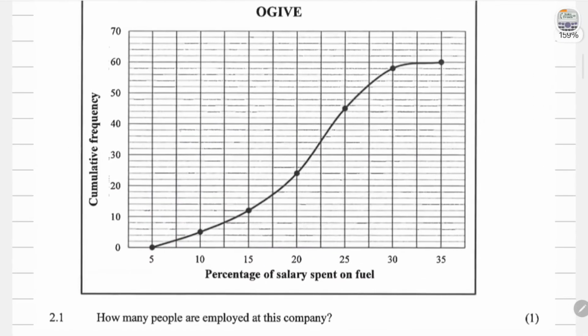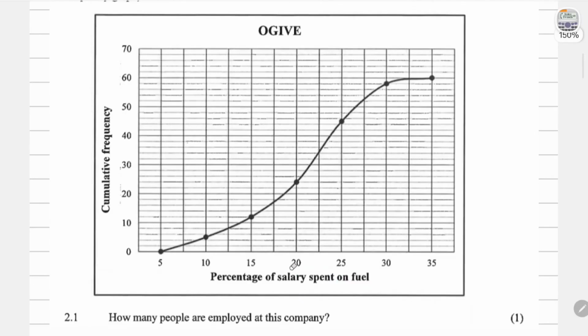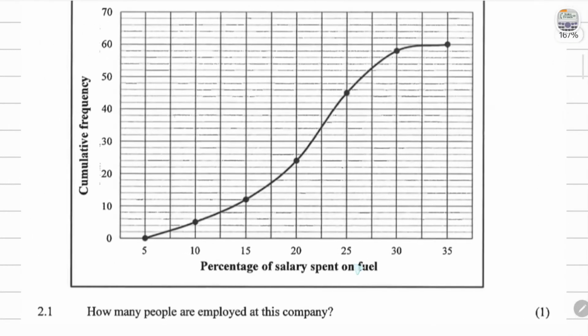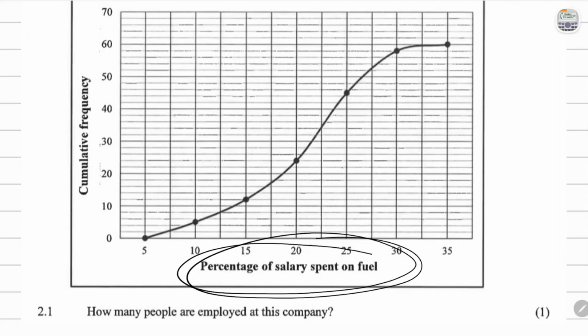Looking at the ogive, the monthly salaries do not increase. And their consumption also doesn't increase. They don't change how much fuel they use every month. That stays exactly the same. The only thing that increases is the price of fuel. So the study is still the 60 people. Nothing changes there. However, the percentage of their salary spent on fuel is going to change, because their salary did not change. That stayed exactly the same.